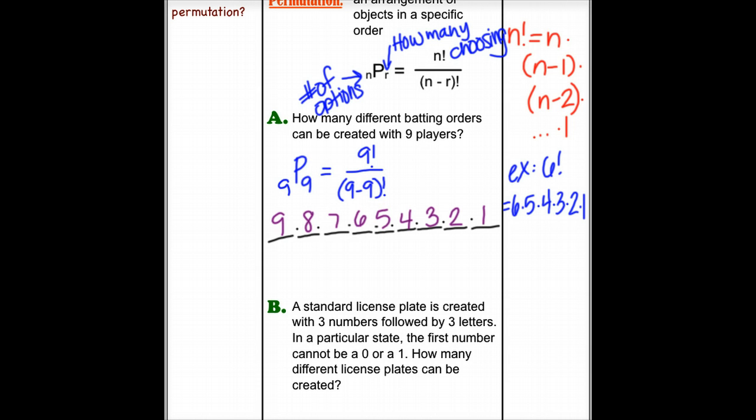So this means we have 9 factorial over 0 factorial, but 0 factorial is equal to 1. So this is really just 9 factorial. 9 times 8 is already 72, so we can see this is going to be a big number. So we take 9 times 8 times 7 times 6 times 5 times 4 times 3 times 2 times 1, and that gives us a final answer of 362,880 batting orders.